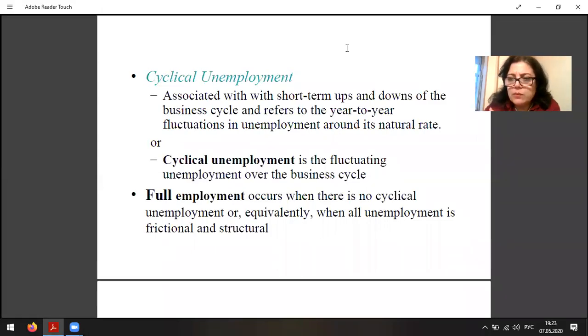And one more term concerning unemployment is full employment. Actually, full employment occurs when there is no cyclical unemployment. It means that all unemployment is frictional or structural. But in practice, we very often associate full employment with the natural rate of unemployment.